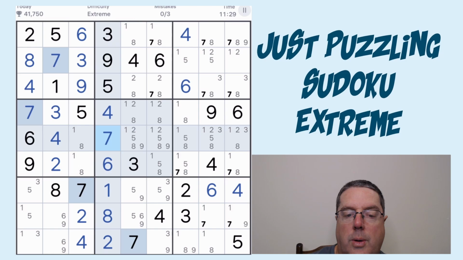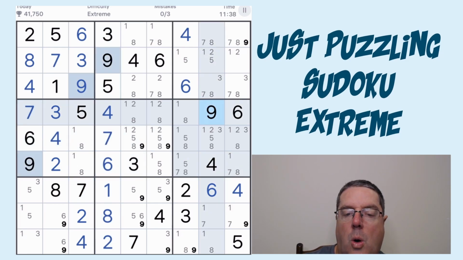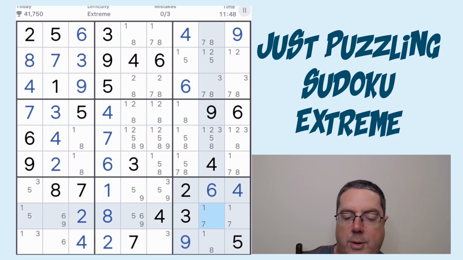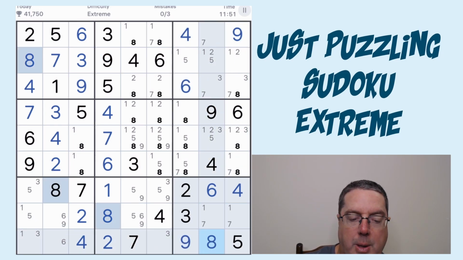What else have we got? 1, 8, 2, 1, 2, 5, 7. Let's have a look at that 9 there. So 9, 9, 9. So 9 can only be in that column, so that's a 9, which leaves that one as a 9. 1 and 7 means that's got to be an 8 because it can't be a 1.